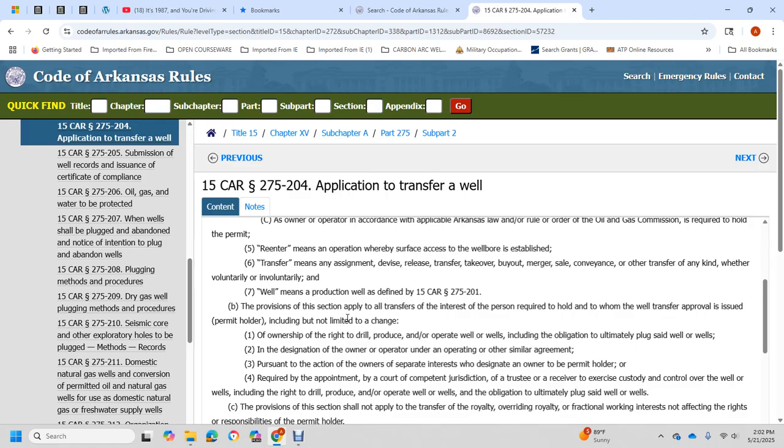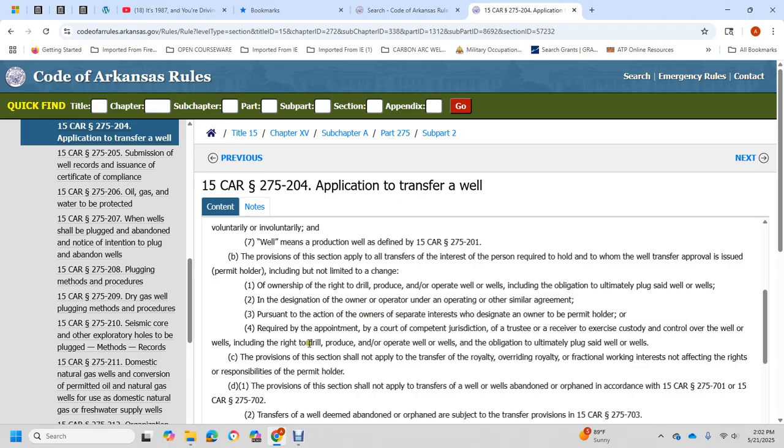...of the other similar agreement pursuant to the action with the owner, separate the interest of the designated owner of the permit holder, with the required deployment by the court of competent jurisdiction, trustee or receiver, the exercise of custody and control over the well, which includes the right to drill, produce, and operate the well's obligation to ultimately plug and set the well, with the provision of this section.